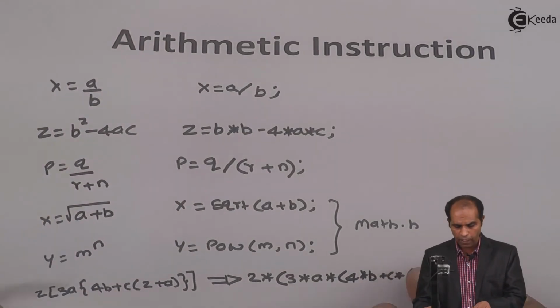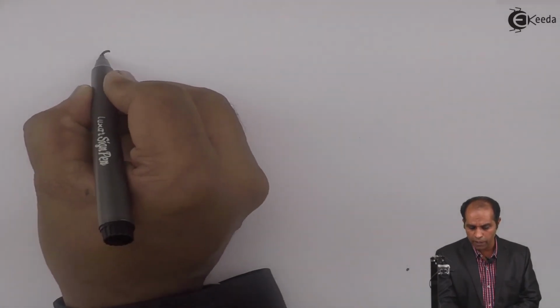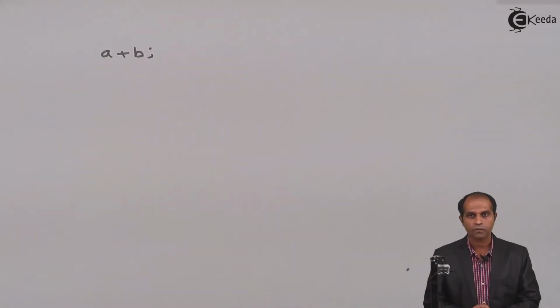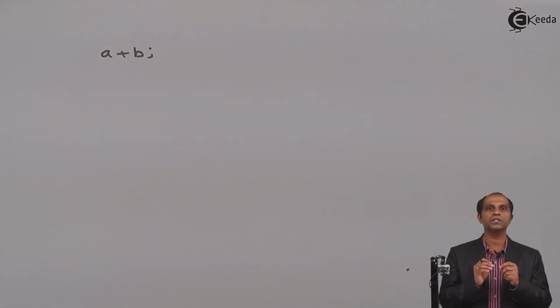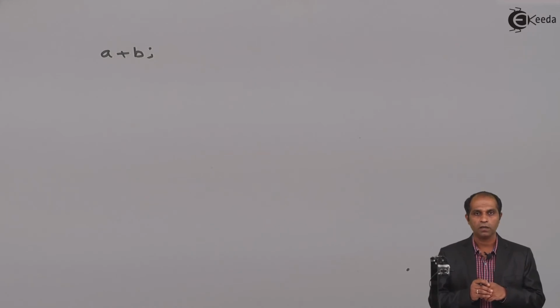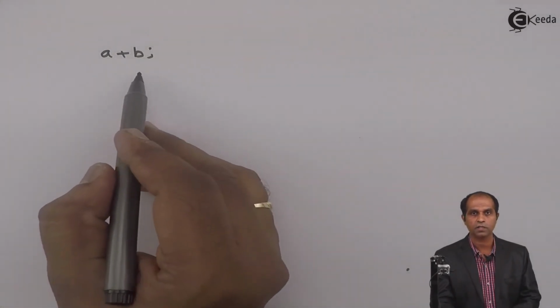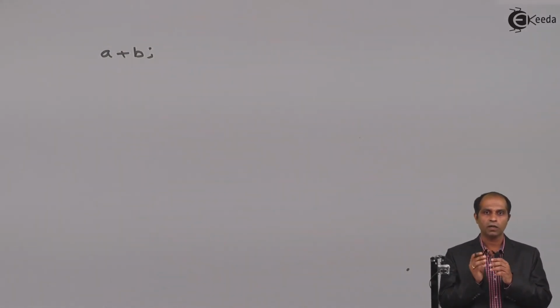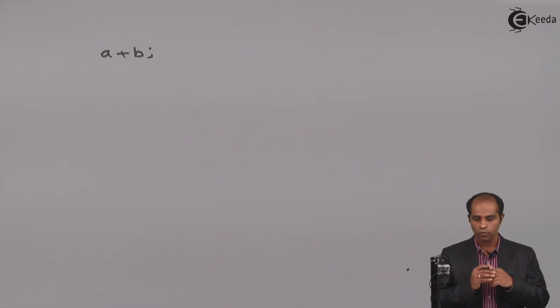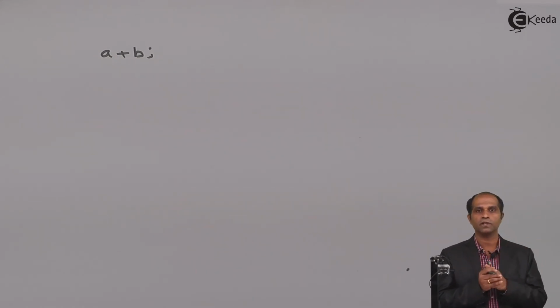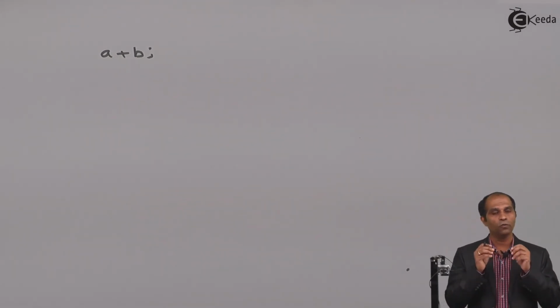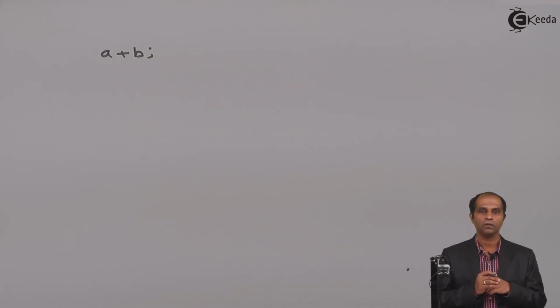Now if I analyze these instructions, in all of them you'll find a variable on the left hand side. Suppose I write a plus b and a semicolon. Is it a valid instruction in C language? Yes. Syntactically this is very much valid, but the result produced by this instruction will be ignored. It will not be stored anywhere. So whenever I use an arithmetic instruction, make sure that the result is collected somewhere. If not, the result will be produced, but it will be ignored.